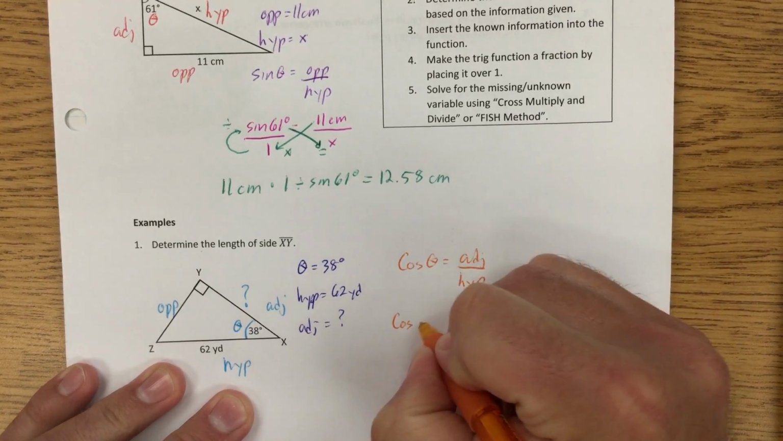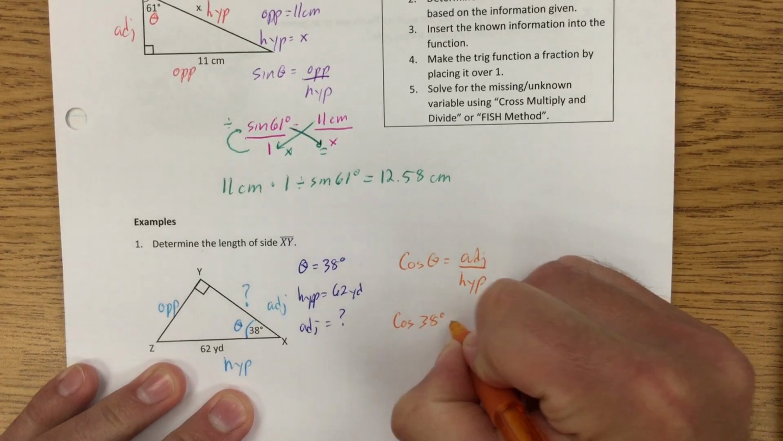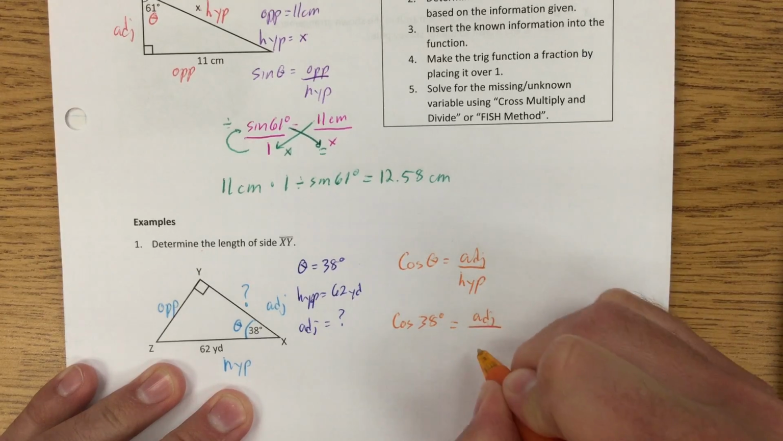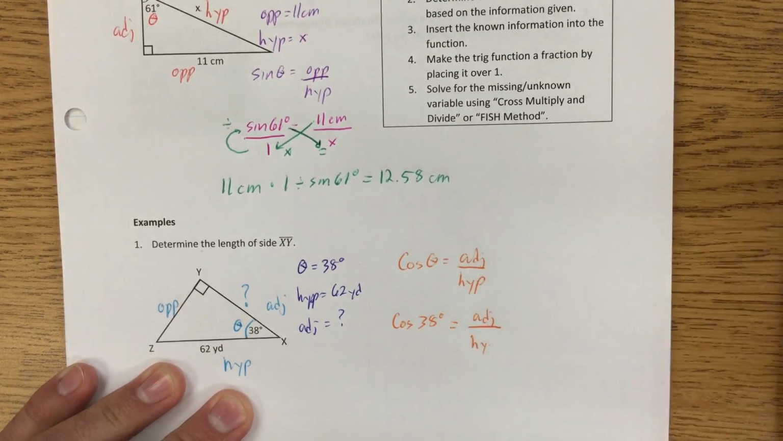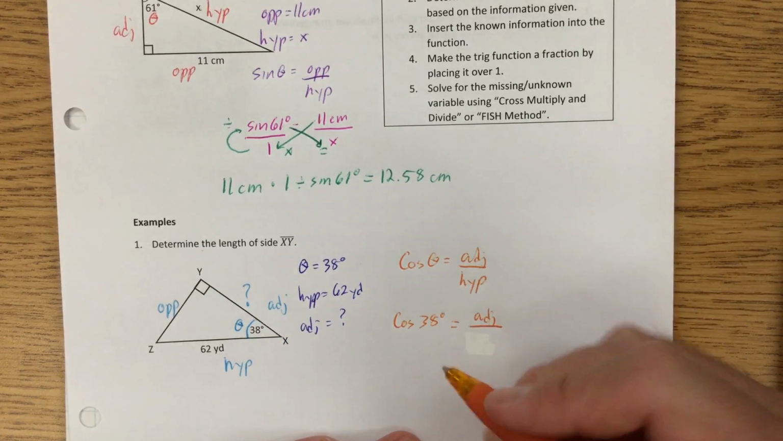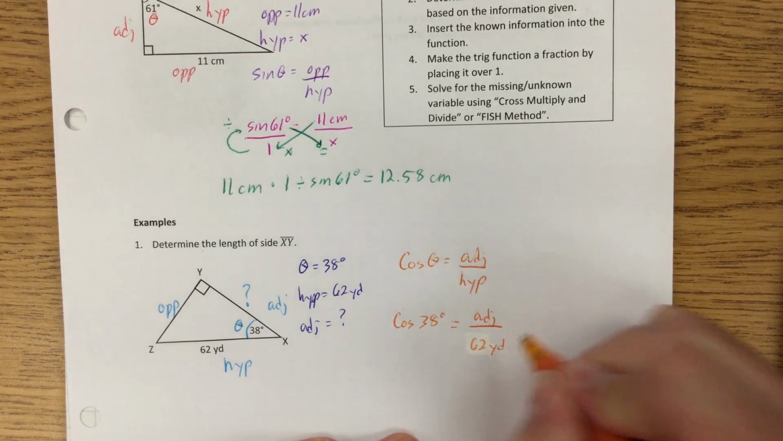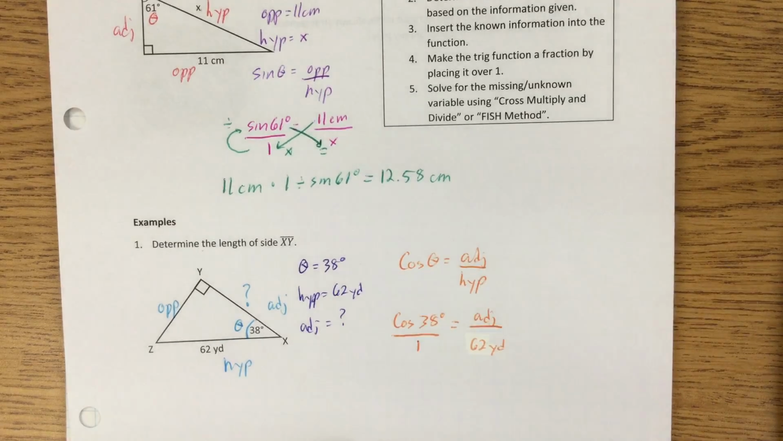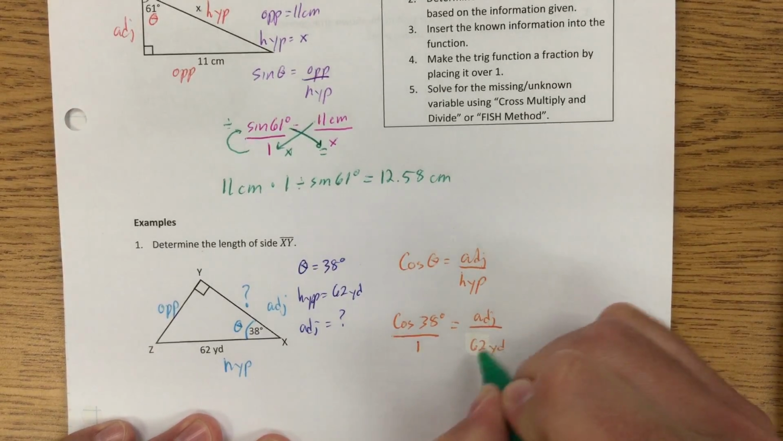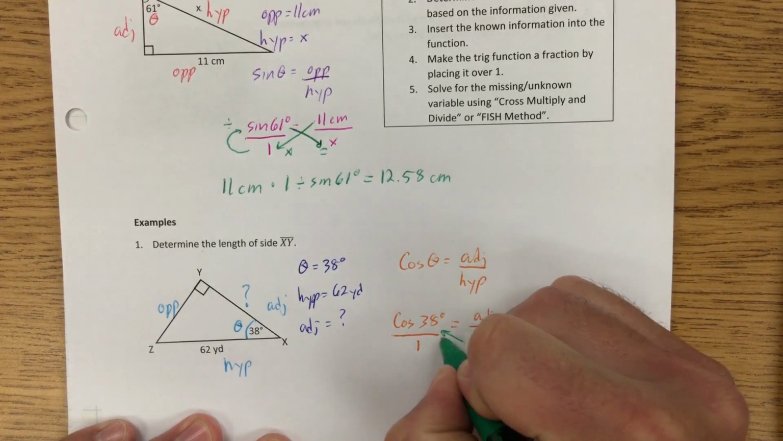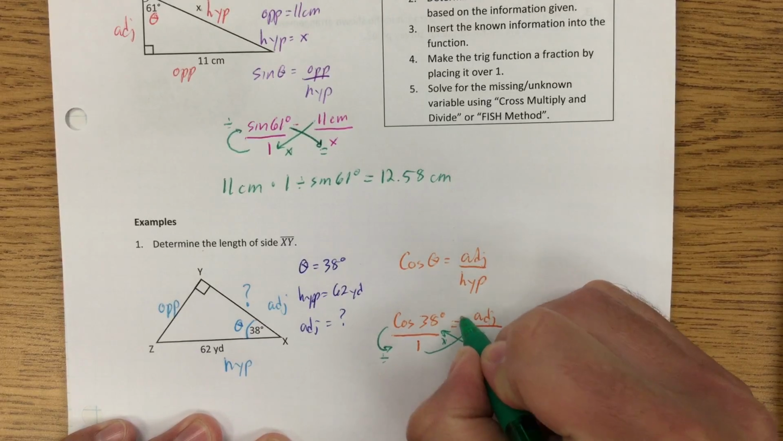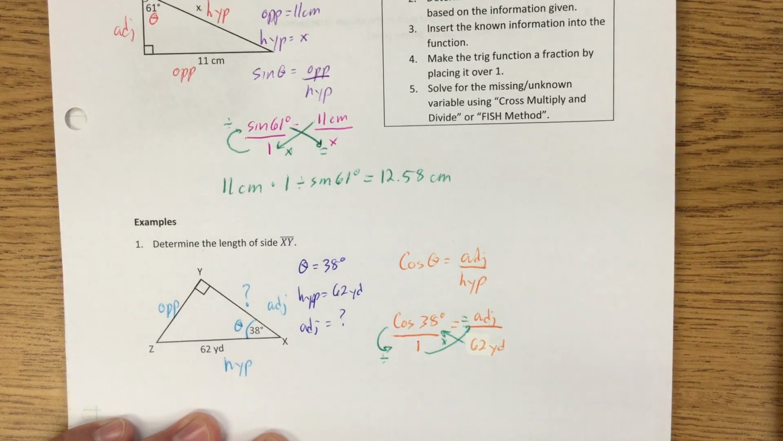So we're going to use our cosine function to solve for our adjacent side. So cosine of 38 degrees is equal to the adjacent, which we don't know, so I'm just going to put an adjacent in this case, over the hypotenuse, which we do know. Let's quickly correct that there. 62 yards. And we're going to put that over 1 so that we can solve for the answer. Now we start on the bottom, 62. We multiply, divide, and then that's going to equal our adjacent side.